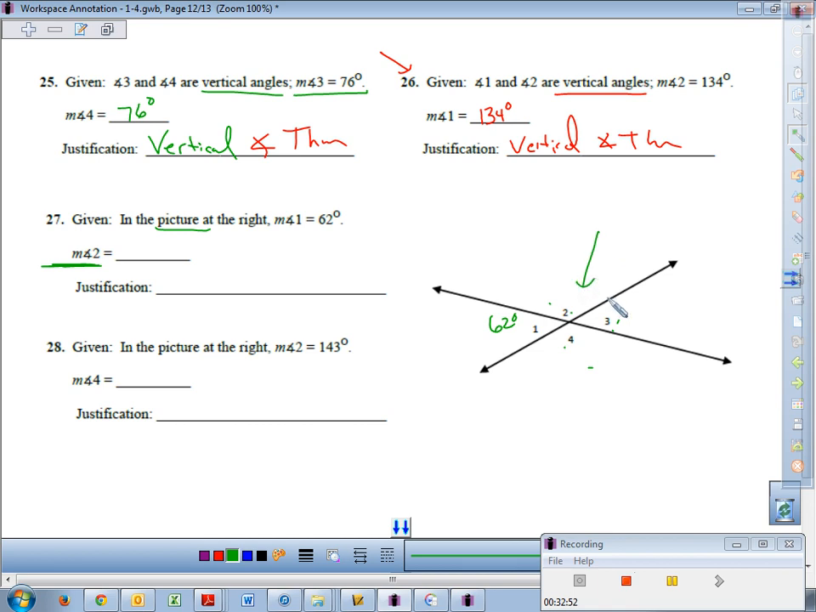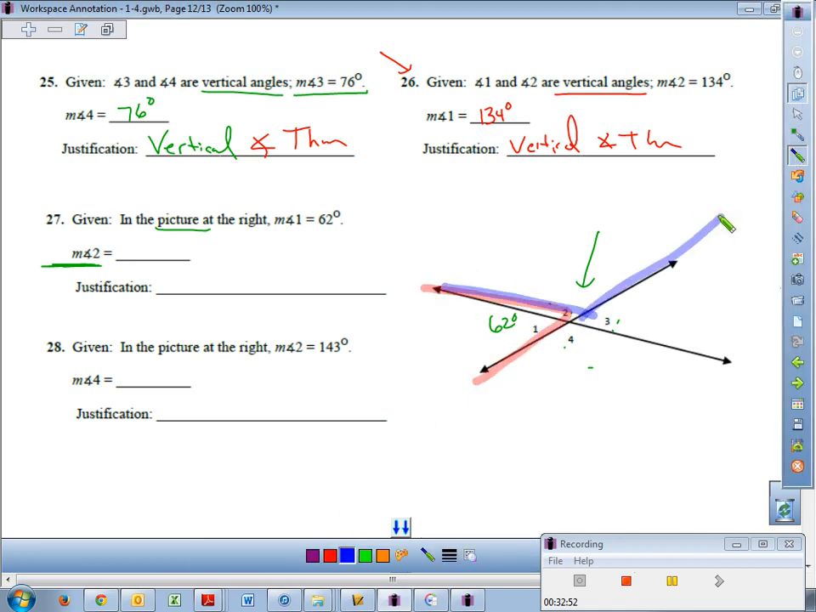Correct? So it's time to talk to yourself. I have 1. They want me to find 2. I must ask myself, self, what kind of angles are angle 1 and angle 2? You only have 2 choices to this point. You've got linear pair or vertical angles. What kind of angles are 1 and 2? Linear pair. Cool with that? Don't they form a line? See this angle 1 and that angle 2 right there. Don't they touch each other and form a line?